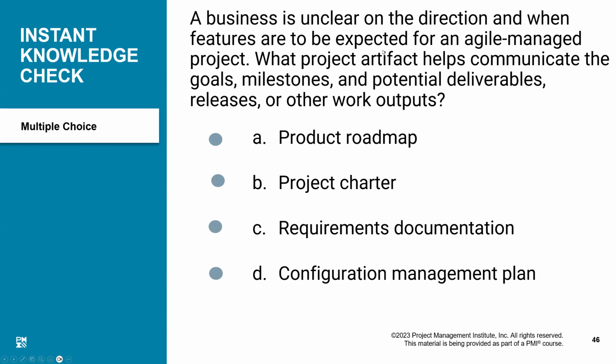Our business is unclear on the direction and when features are to be expected for an agile managed project. What project artifact helps communicate the goals, milestones, and potential deliverables, releases, or other work outputs? So, is it the roadmap? Is it the charter? Is it the requirement document? Or is it the configuration management plan? Product roadmap, I think. Okay, right, you are.